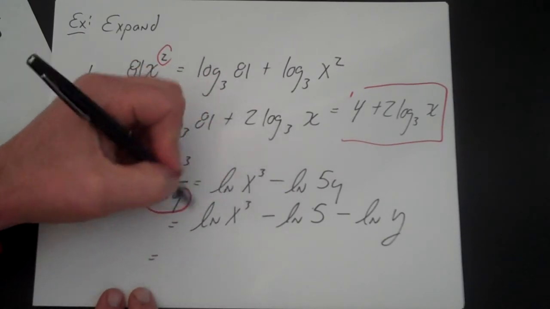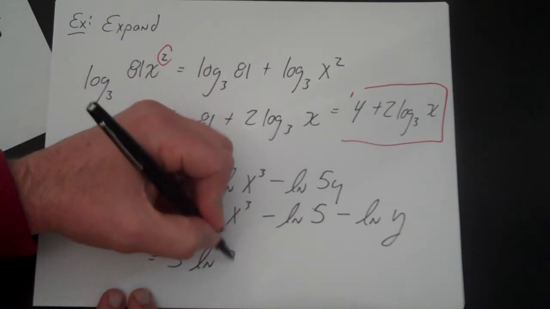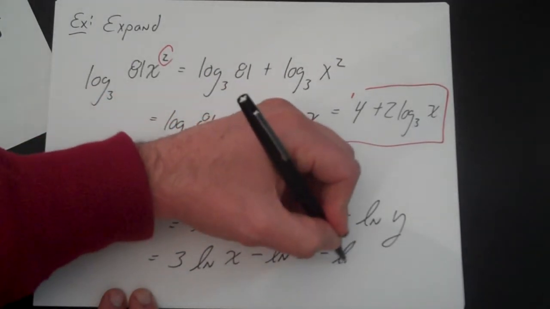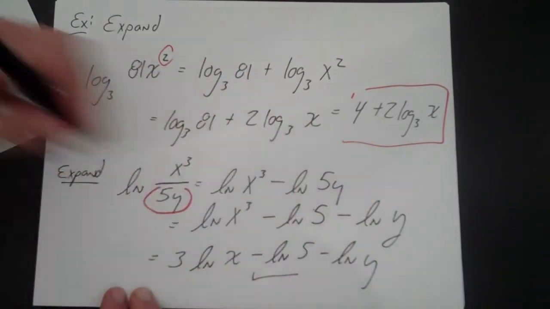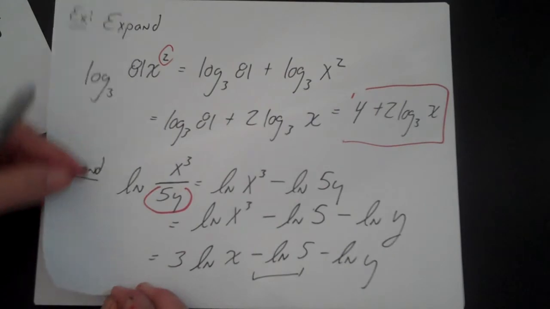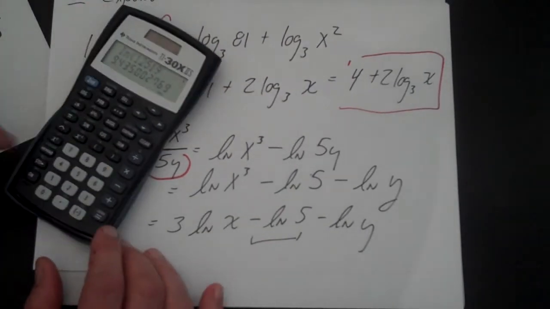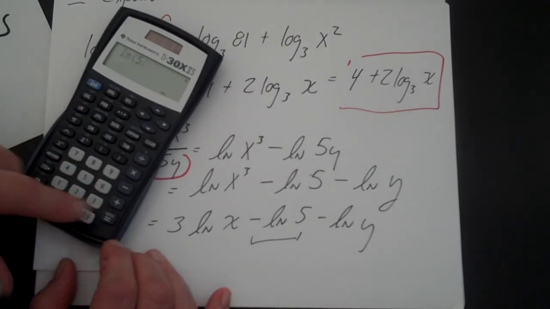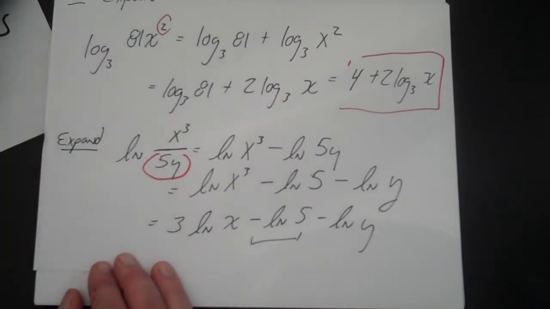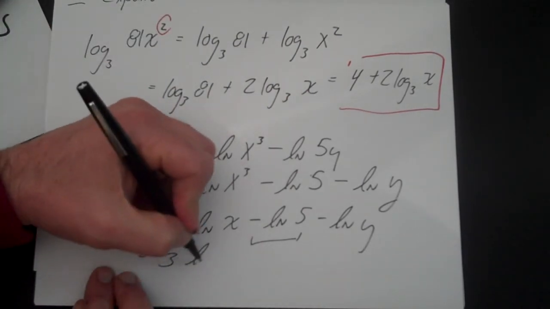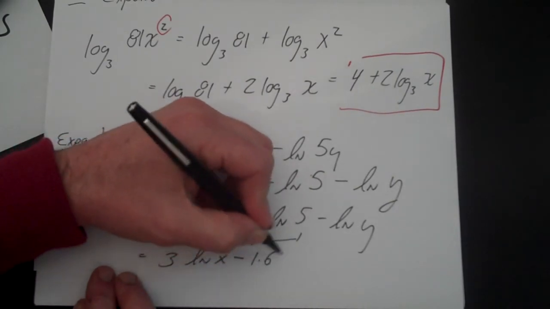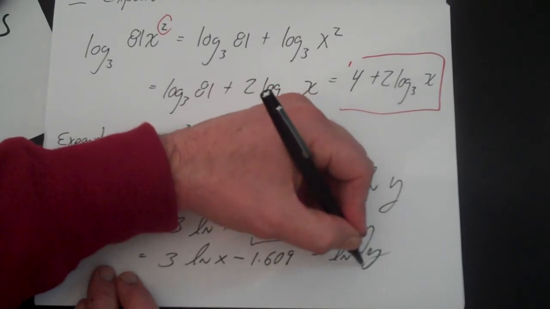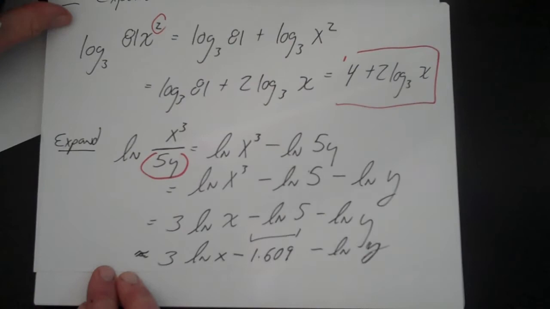The power, we bring the 3 in front, so we have 3 ln x minus ln 5 minus ln y. Now the ln 5, you could do that on your calculator. Whether you do or not is sort of a matter of preference. If we did ln on our calculator, we get ln of 5 is about 1.609. So our final answer would be 3 ln x minus 1.609 minus ln y. Since we used a calculator and rounded, that makes that into an approximately equal.